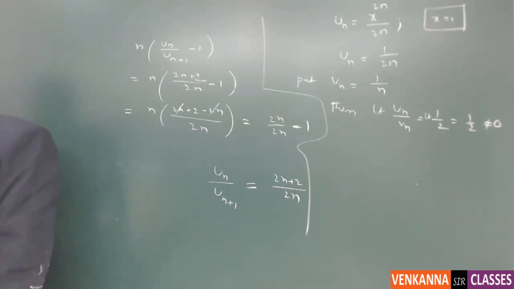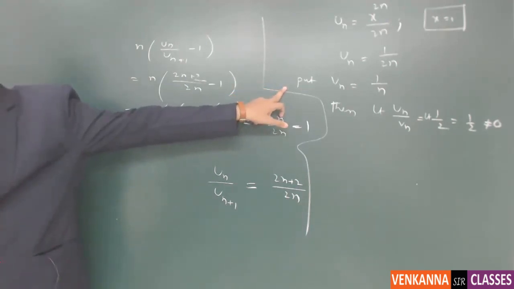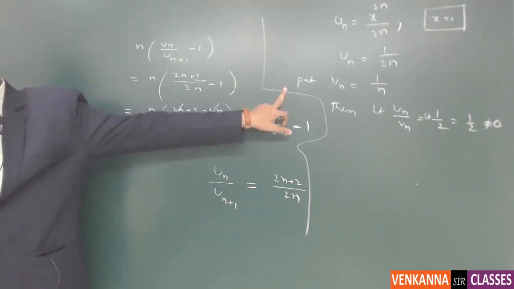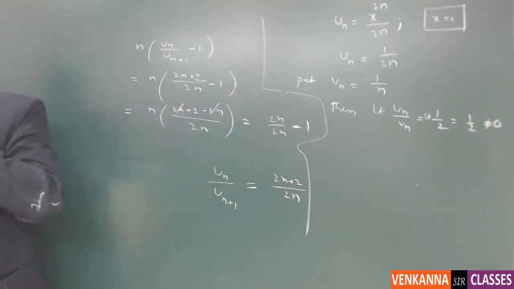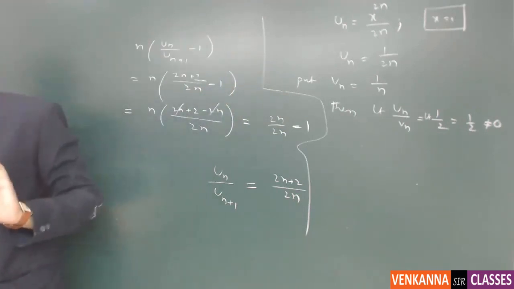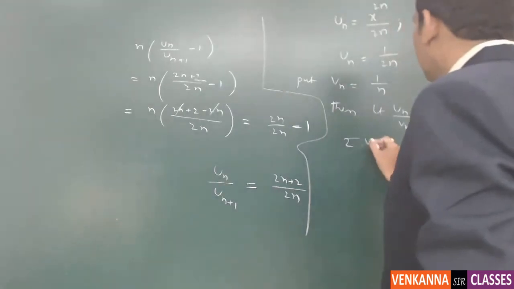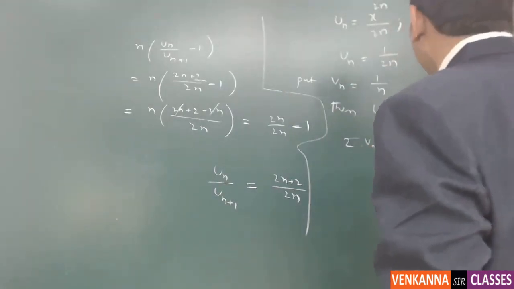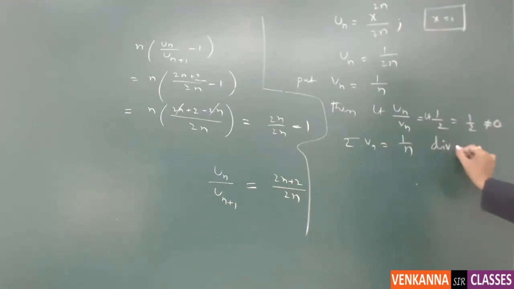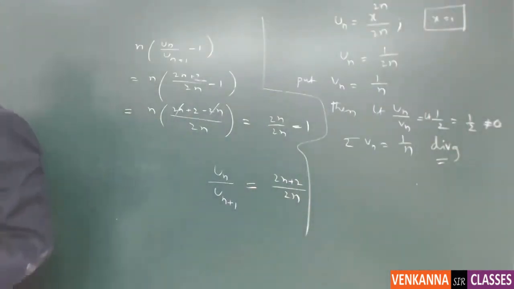I think I have clarified the doubt. So coming to this point, since the limit exists and is not equal to 0, by the limit comparison test, both sigma un and vn converge or diverge together. So since sigma vn is equal to sigma 1 by n, which is divergent, we say that the given series is also divergent. Fine.